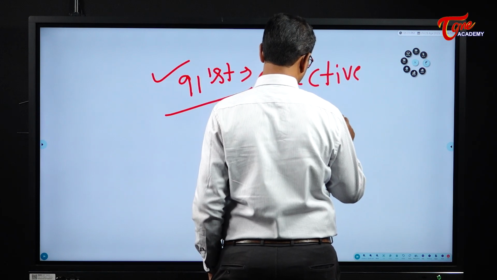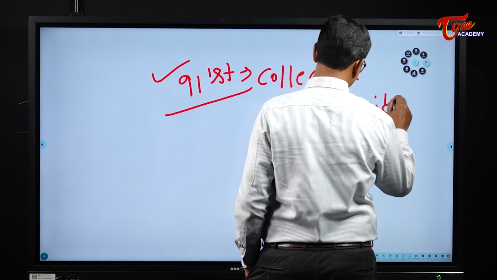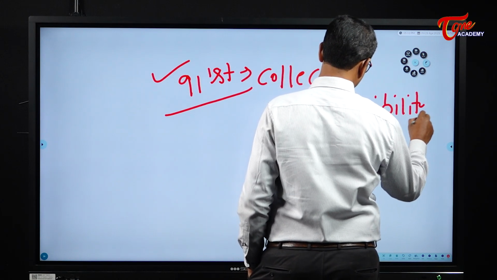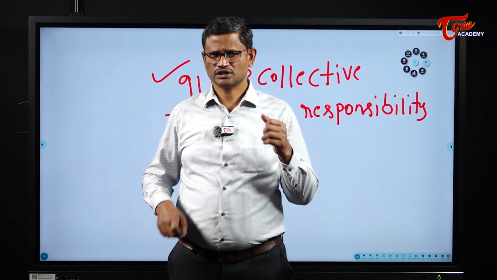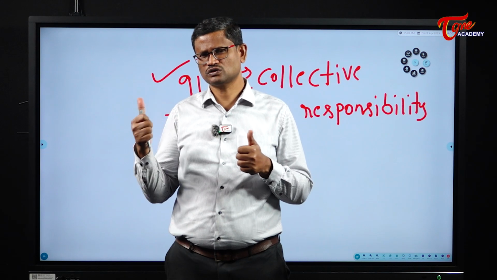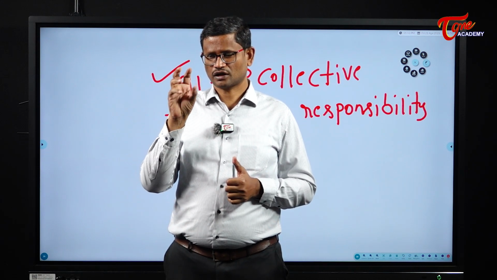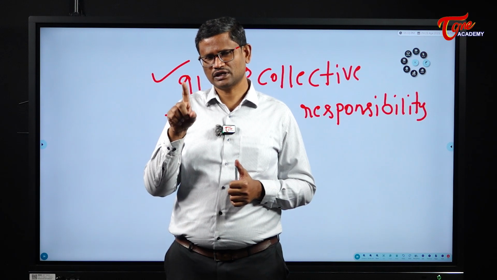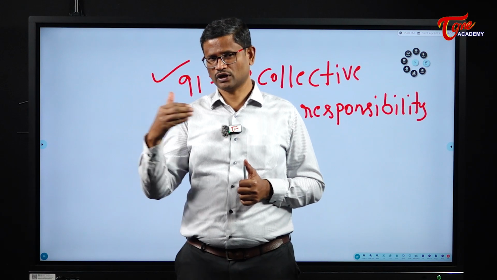Principle of collective responsibility, which means in a parliamentary democracy, all the decisions are made collectively by the entire Council of Ministers headed by the Prime Minister. And the Council of Ministers headed by the Prime Minister is collectively responsible to the Lok Sabha, the lower house.